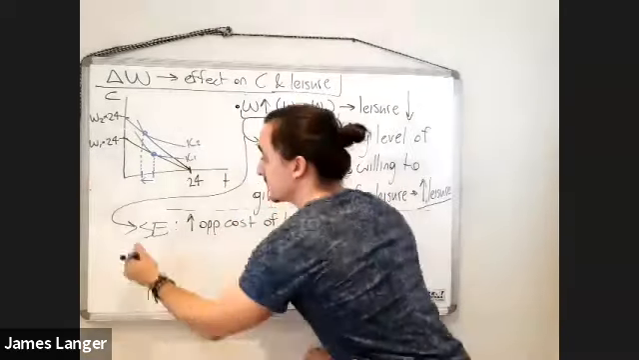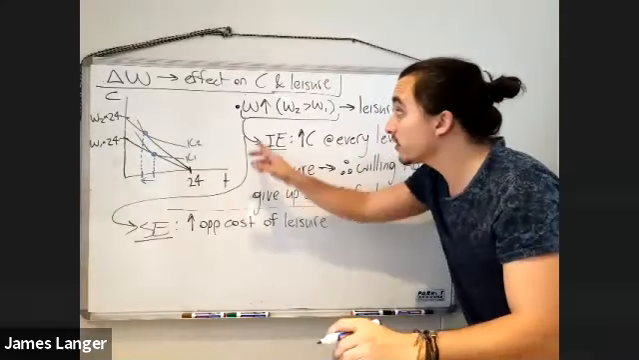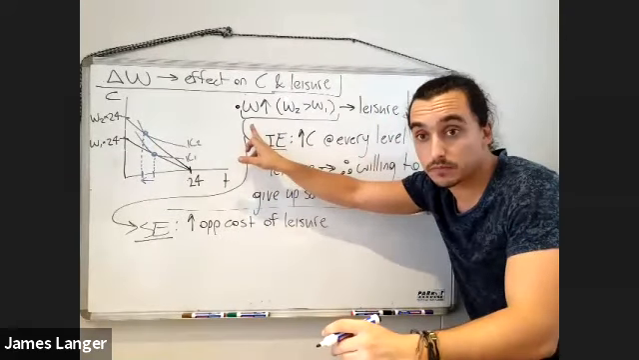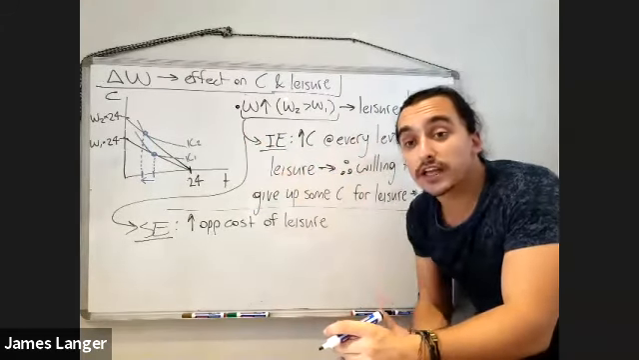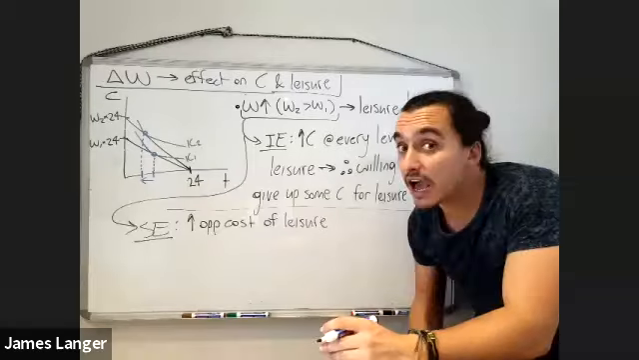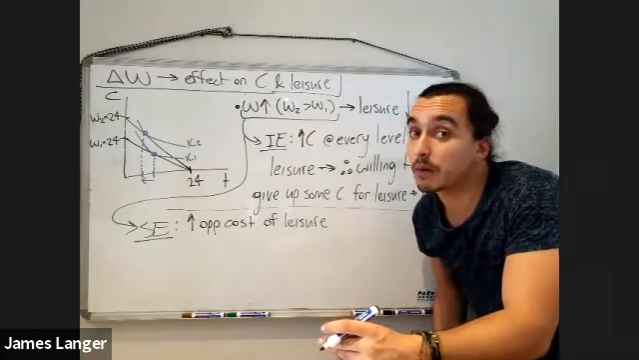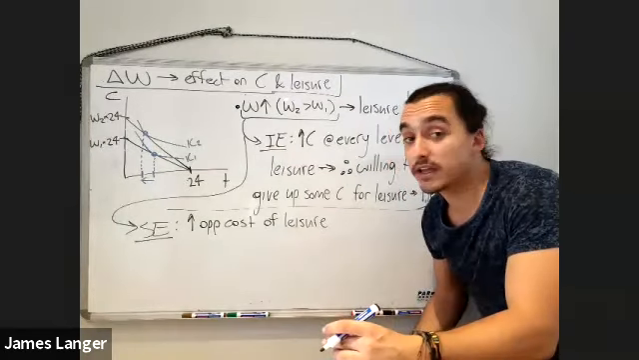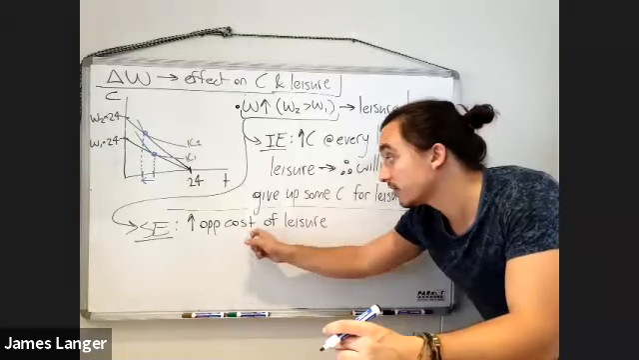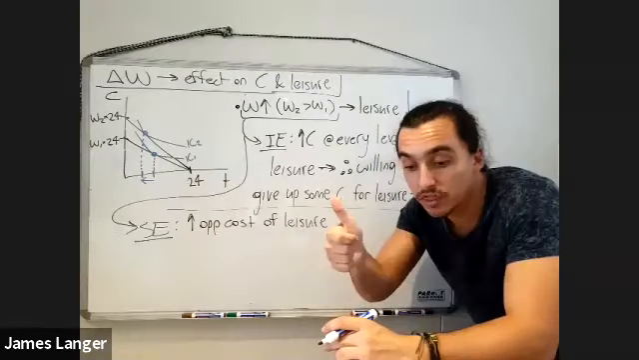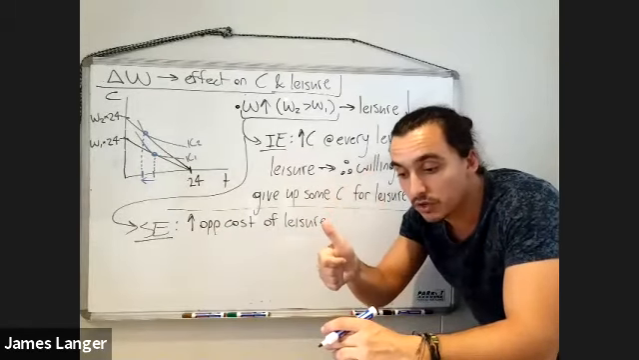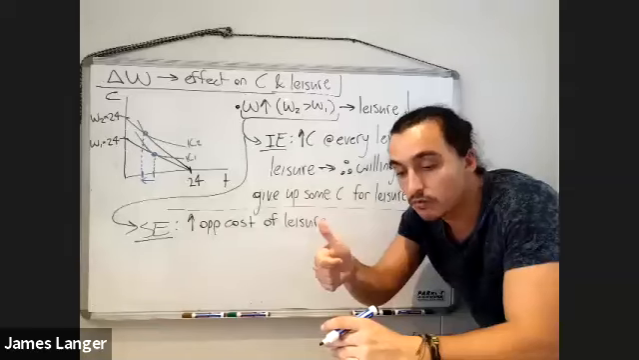Because think about it, guys. I hope you're hearing me. The wage rate has gone up, right? If the wage rate goes up, it means that every hour you decide to chill, you're giving up more, right? So the opportunity cost of leisure has gone up. Are we cool with that? Please give me a thumbs up if that makes sense, right?